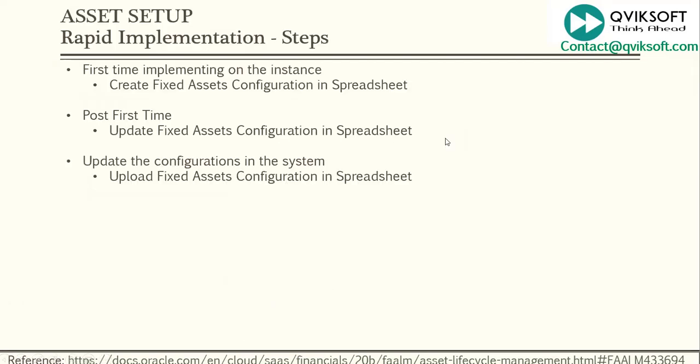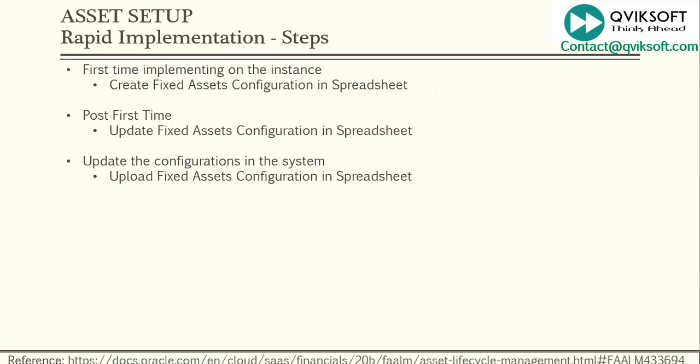So what are the rapid implementation steps which are available? There are two ways of doing rapid implementation. One is the first time when you're doing it on your instance. Again, remember about instance, because fixed asset implementation is done as per your instance. It's not by ledger or business unit like you do GL or subledgers. This is by the instance.